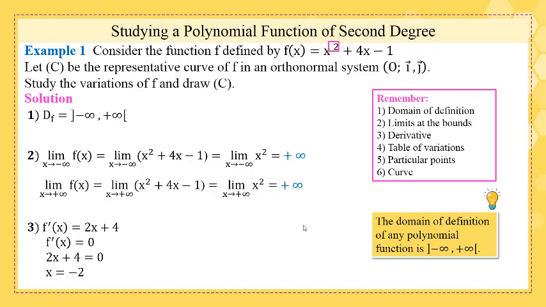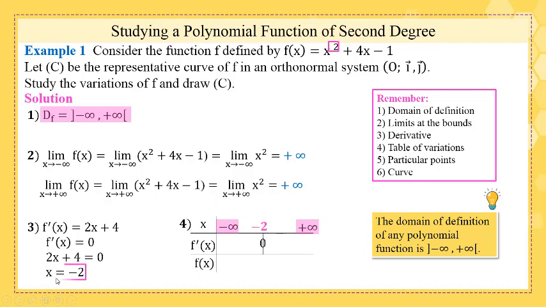The fourth step is to set up the table of variations of f. The domain of definition equals minus infinity, plus infinity. So we will write here minus infinity, plus infinity. The root of f prime of x equals minus 2, so we write it here. The signs of f prime of x are as follows, since f prime of x is a polynomial of degree 1 and the coefficient of x is positive.